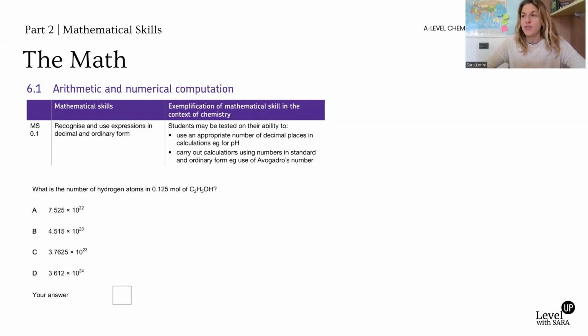Carry out calculations using numbers in standard and ordinary form. Use of Avogadro's number. Okay, so here it means simply that we need to be confident with the bigger powers. And I really like calculation of Avogadro's constant because very often they are trickier than you expect. A very nice multiple choice to do. So I would suggest you give it a go by pausing the video and play when you're ready to hear the solution.